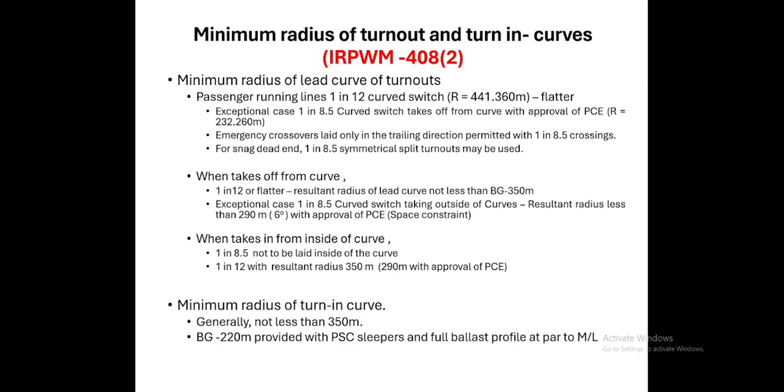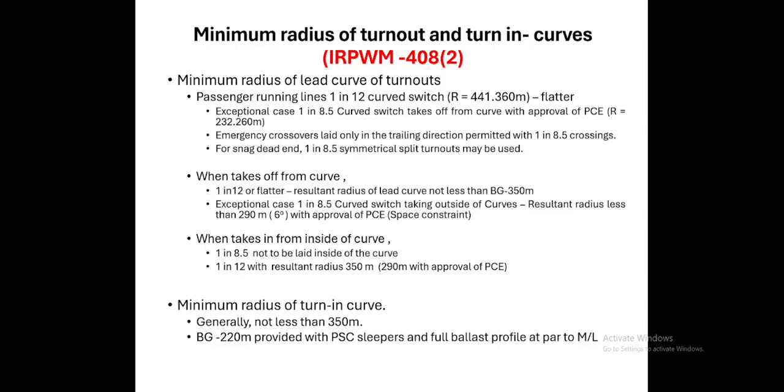So normally we should not go for 1 points on crossing on a running line, but in case of any space constraint, if we want to provide 1 points on crossing as a contraflexure, however, the resultant radius we must ensure should be flatter than 290 meter. That, with the approval of PC only, we must plan.